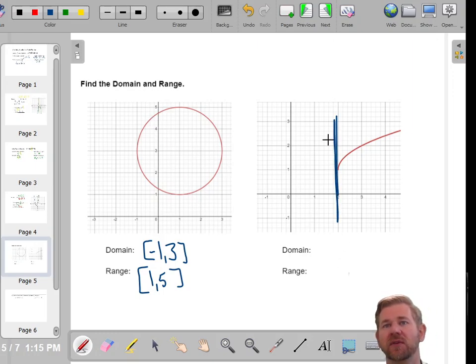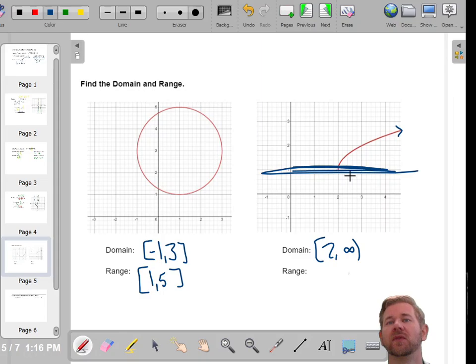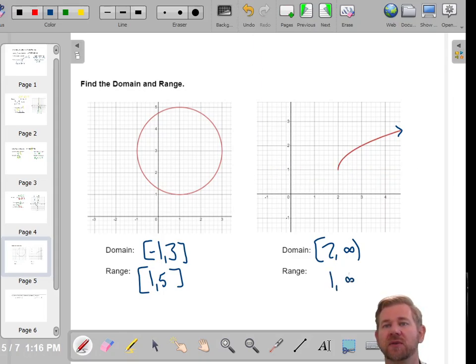Domain is x's, so this first x value right here is 2, and since this thing goes forever, it doesn't have an arrow, but I think it's implied. It goes forever to the right, we're going to say 2 to infinity. And since you can't count to infinity, we're going to put a parenthesis there to say you never get to infinity. But 2 is on the function, so we'll use a bracket. And for the range, the smallest y value is 1, and it goes up forever, so that's 1 to infinity, again, parenthesis, and it hits 1, so we put a bracket there.